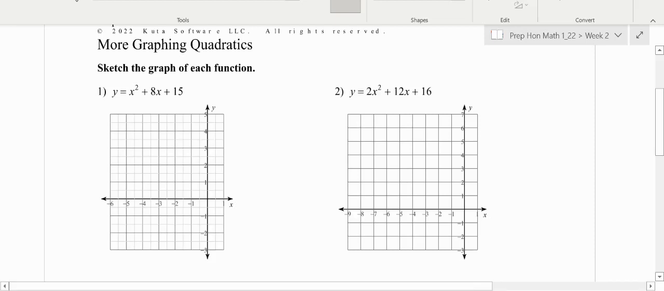In this video, we're going to be looking at more graphing quadratics. So nothing really new in this video other than just seeing the quadratics when they're in the two different forms of standard form and vertex form. So just to kind of remind us a little bit about what we already saw.